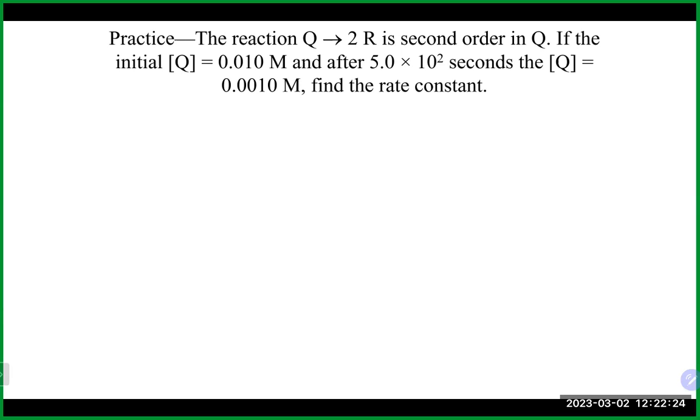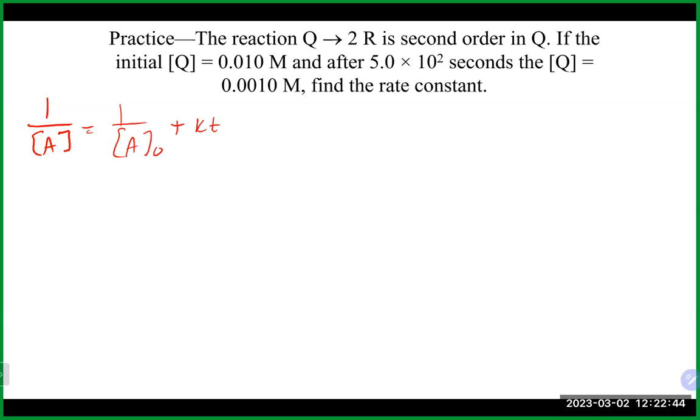Okay, so this is a second order reaction. So we're going to definitely want to use our time and concentration equation for second order: 1 over A equals 1 over A naught. Remember that this one is actually plus, not minus. So this is plus KT.